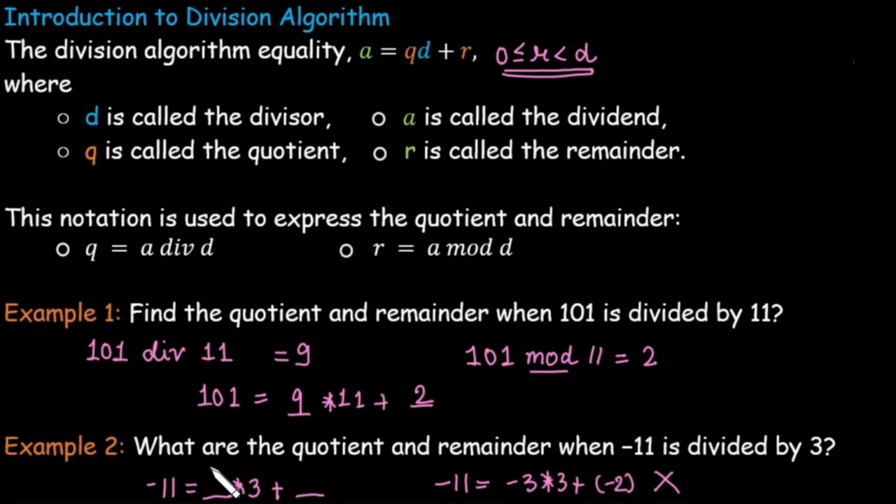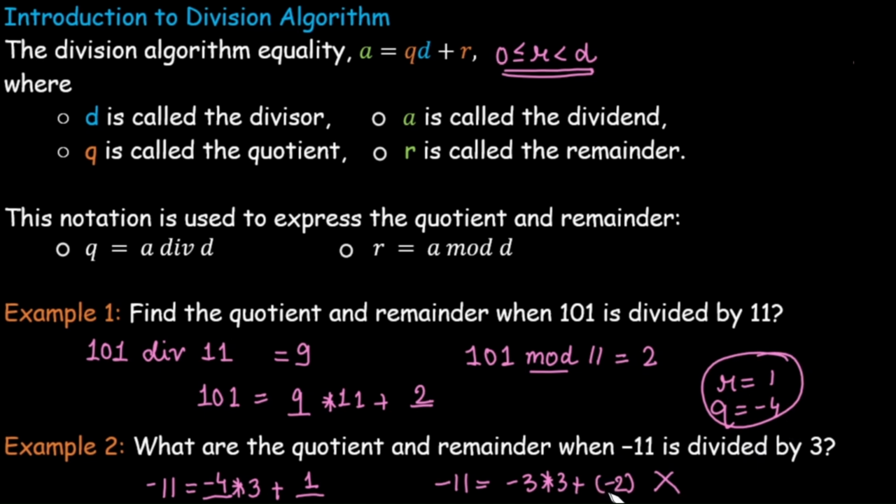So we split this negative 11 as negative 4 into 3 plus 1. Now check whether this is equal to minus 11. Yes. Minus 4 into 3 is minus 12, plus 1, that is equal to negative 11. So now we can say that the quotient in this case is minus 4 and the remainder is equal to 1.